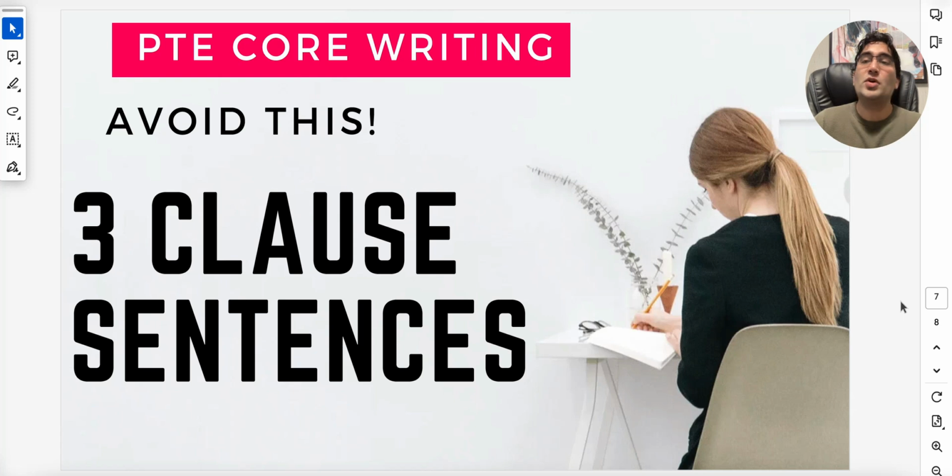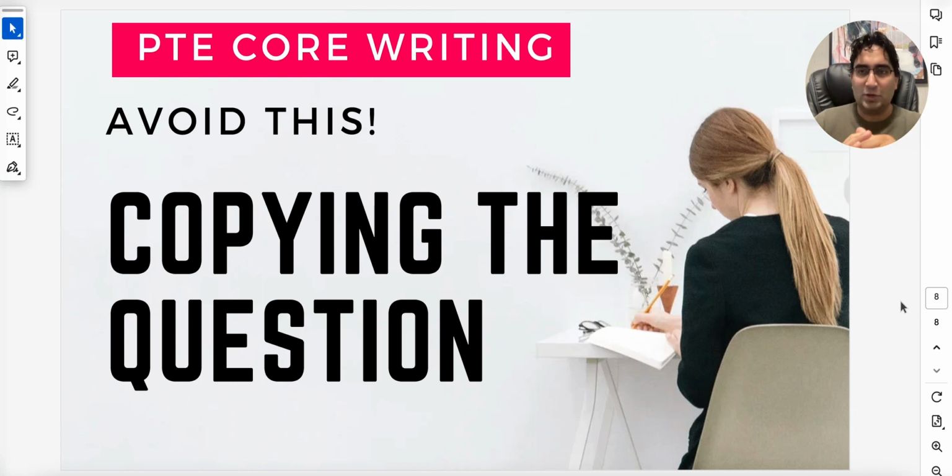But if you make it too complex, it is going to be difficult for the AI to understand and they'll just mark you lower. Next is copying the question. You want to make sure you don't copy it word to word. Of course, you can include elements of the question, and that is important to show the AI that we are answering what is being asked. But if you copy literally the entire question, you will lose marks because you are not paraphrasing, you're not using your own vocabulary or thoughts. Be careful with that. Once you avoid these mistakes, you can guarantee a good writing score, a very high CLB in your PTE Core Writing exam.